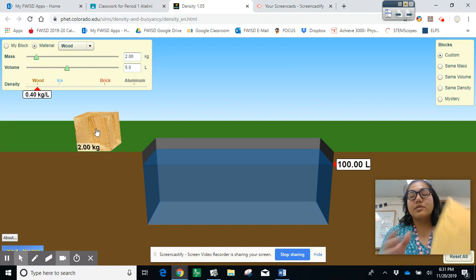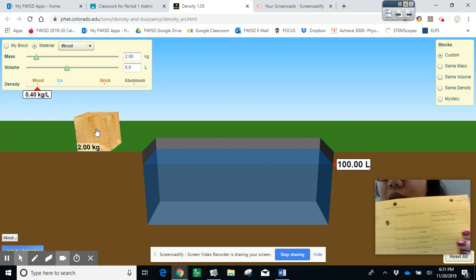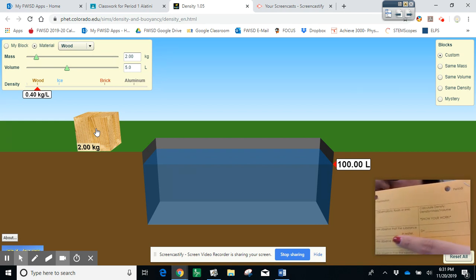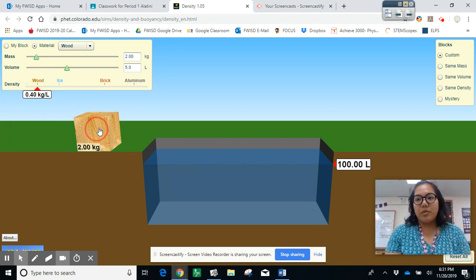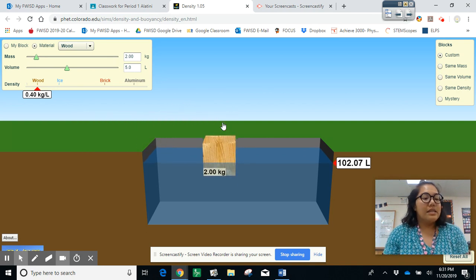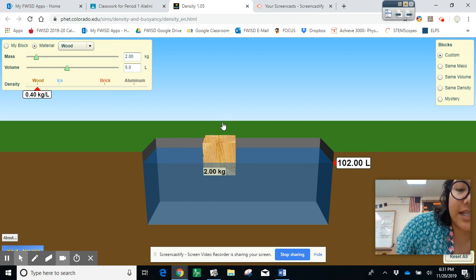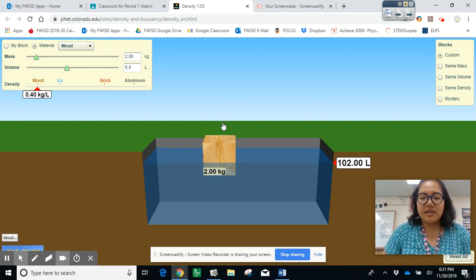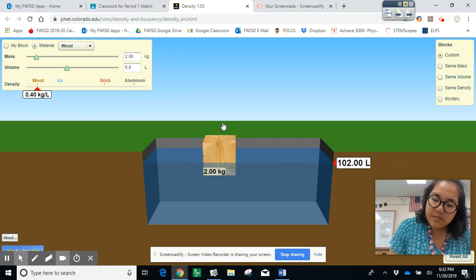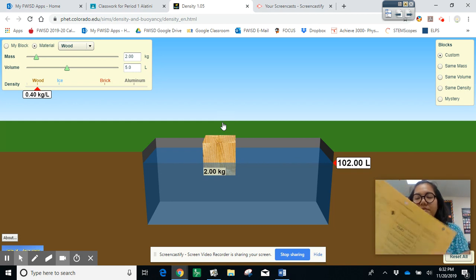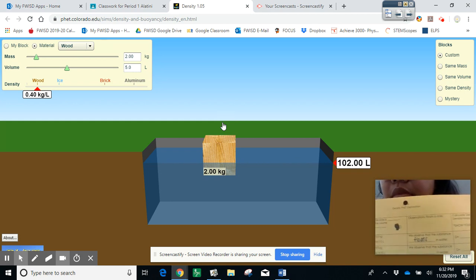Okay. The next one says observations. Where it says observations, you're going to put the block back into the water. Does it float or does it sink? So we see right here it floats. So we are going to write down, we observe that the substance floats in water.